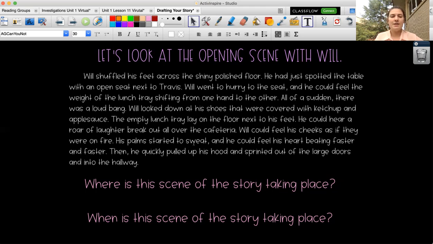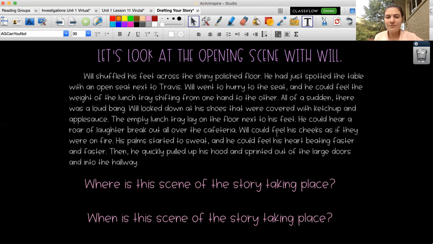"All of a sudden, there was a loud bang. Will looked down at his shoes that were covered with ketchup and applesauce, the empty lunch tray on the floor next to his feet. He could hear a roar of laughter break out all over the cafeteria." So now, Mr. Hoffman, the writer, tells us that they are in the cafeteria. So now that's been confirmed, but he already gave us a lot of hints before then that told us he was in the cafeteria. And also we know it's lunchtime, so it's probably around noon or the middle of the day.